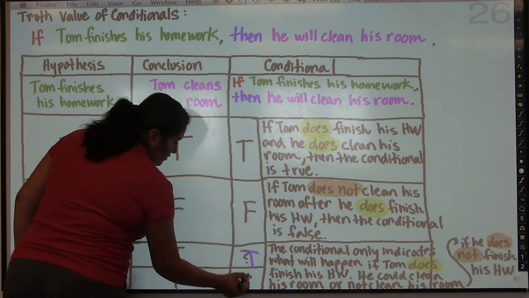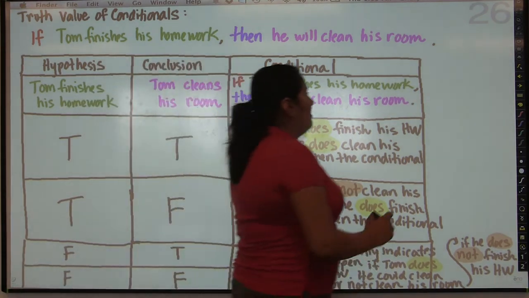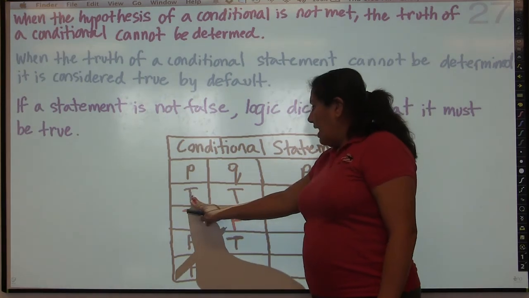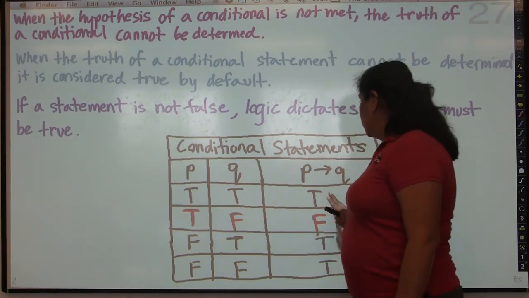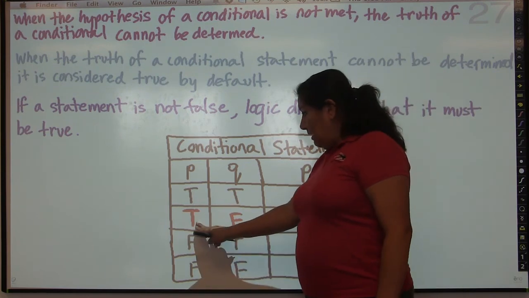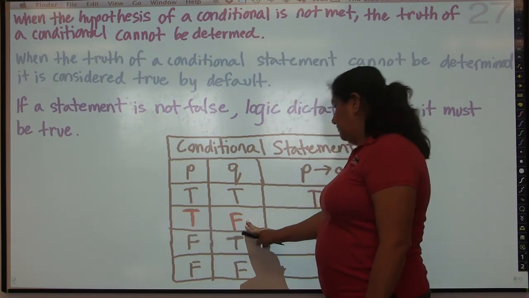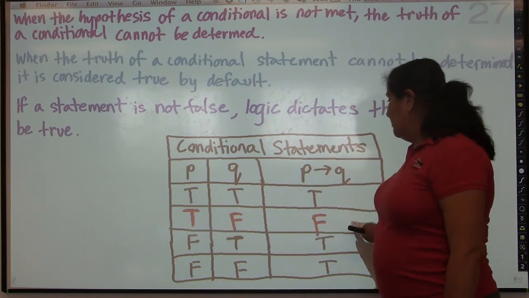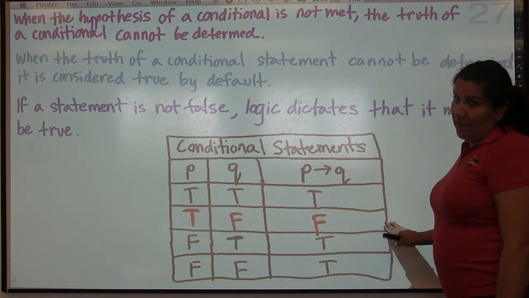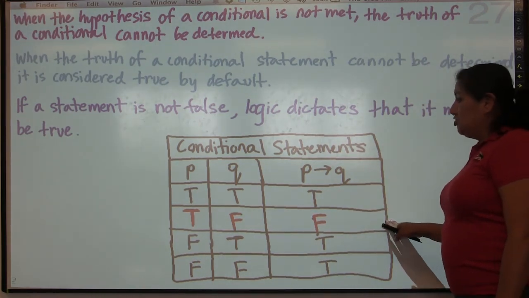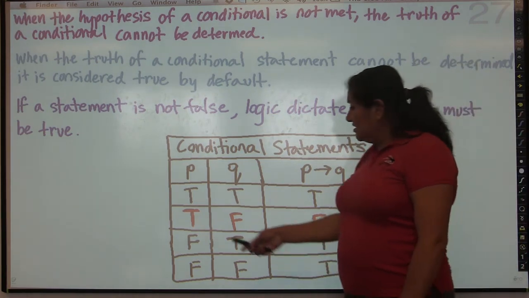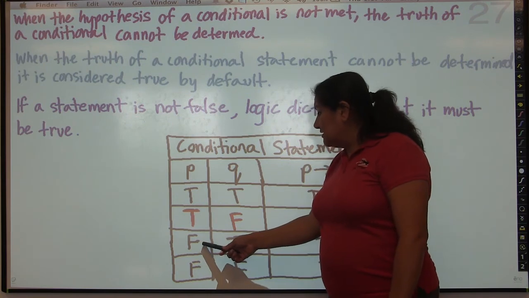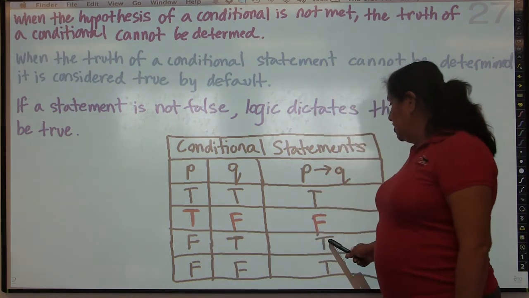So what we want to do is put trues right here. That information is summarized over here. We have a case where hypothesis true, conclusion true, conditional true. Hypothesis true, conclusion false, conditional false. And I put this in red because this is the only way for a conditional statement to be considered false, which is if the hypothesis is true and the conclusion is false. So in the case where the hypothesis is false, by default the conditional is true.